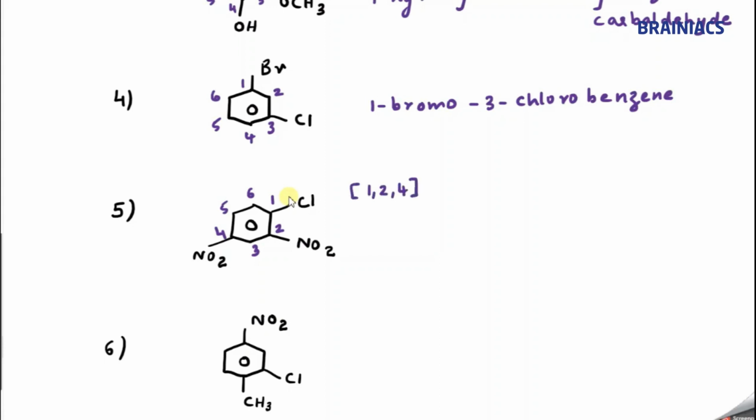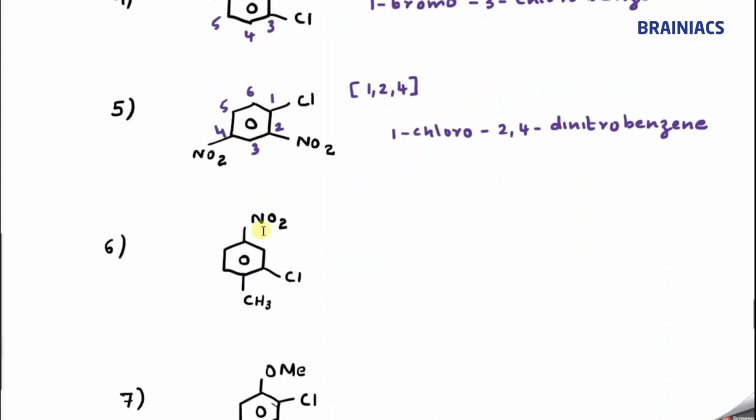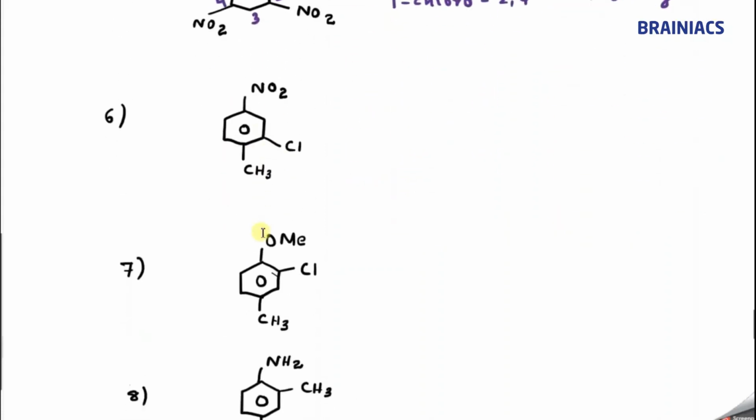Now, what is the name of this compound? So I can say alphabetically chloro comes first. So 1 chloro, correct? Hyphen 2, 4 hyphen. Then what will come? Dinitro, correct? Dinitrobenzene. 1 chloro 2, 4 dinitrobenzene. What about the next question?